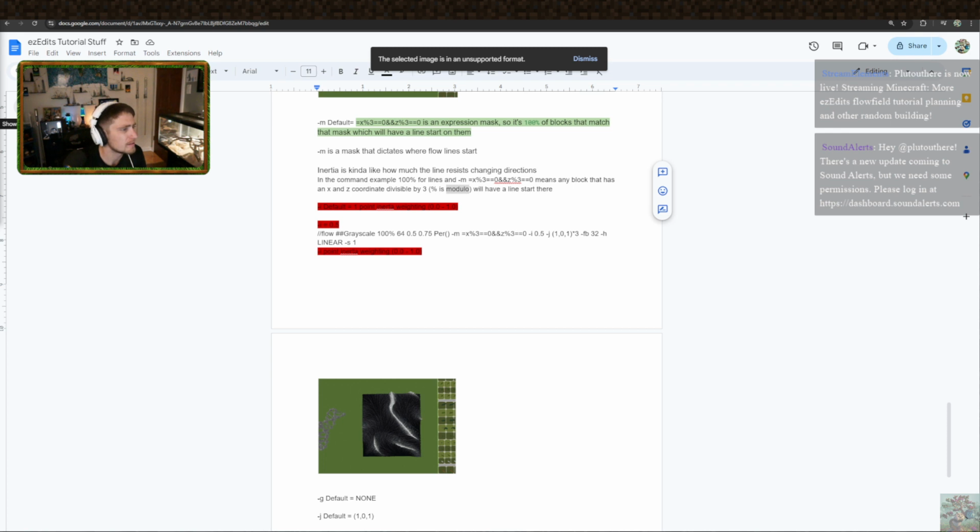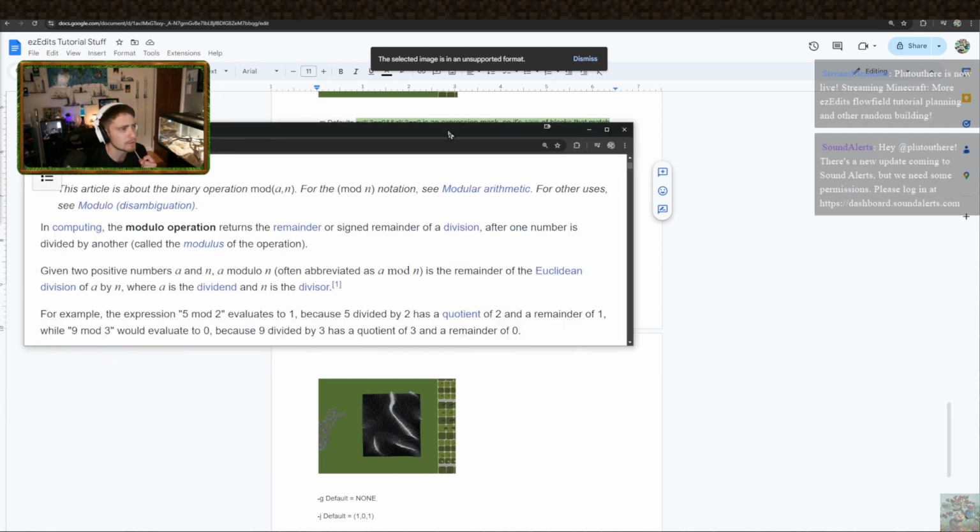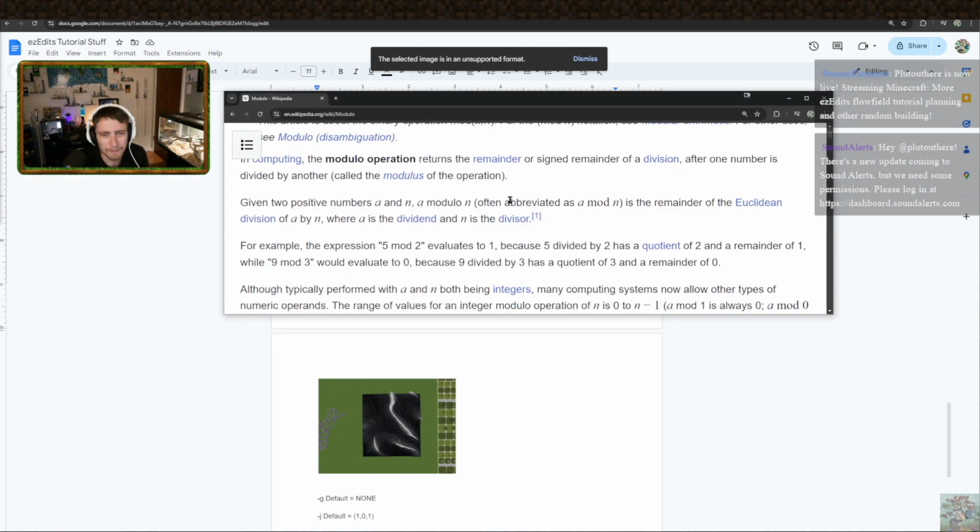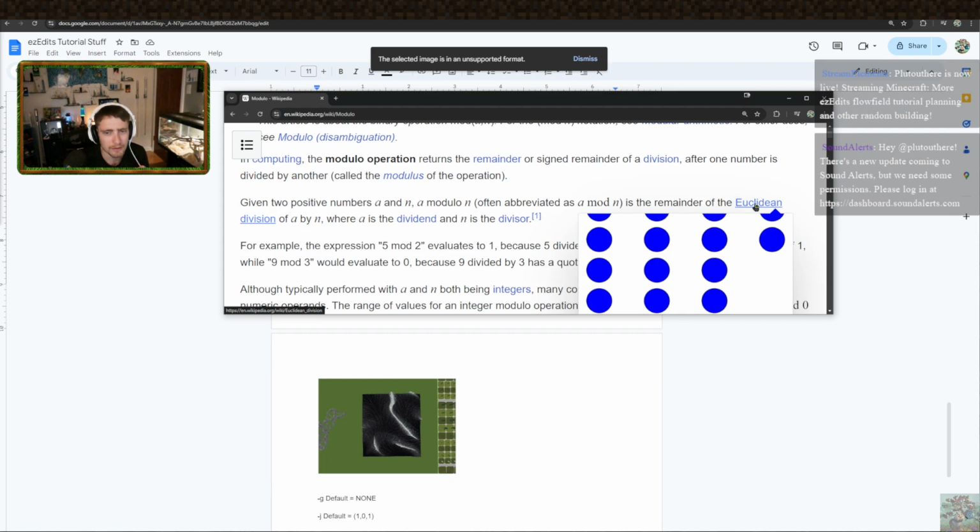In computing, the modulo operation returns the remainder or signed remainder of division after one number is divided by another. Given two positive numbers, A and N, A modulo N, often abbreviated as A mod N, is the remainder of the Euclidean division. By the way, I'm straight up just reading this from Wikipedia in case you're curious.